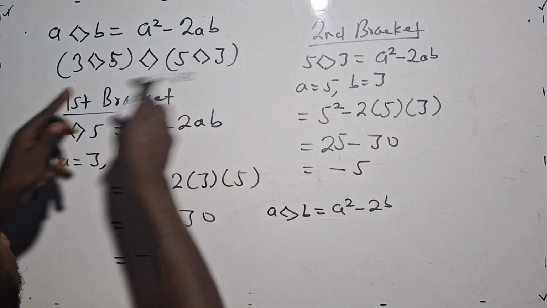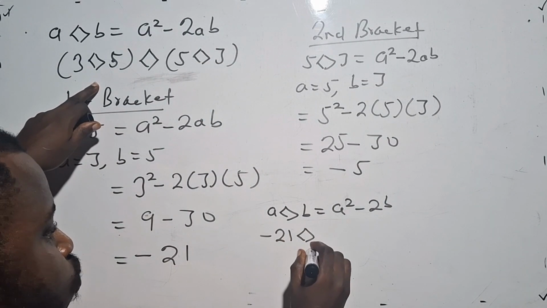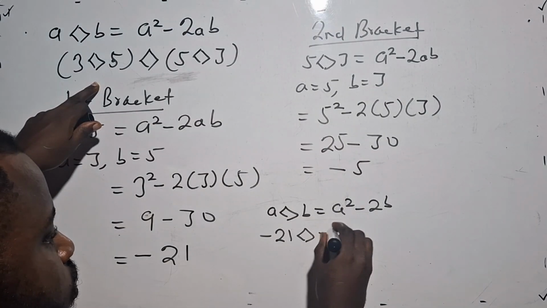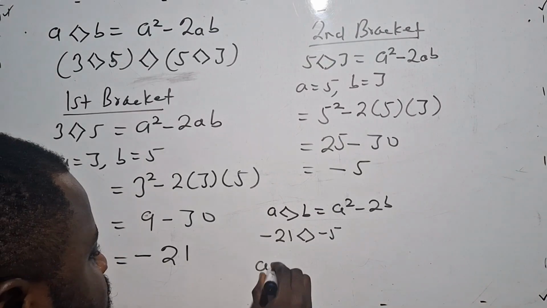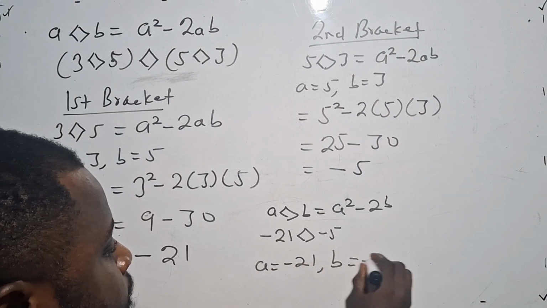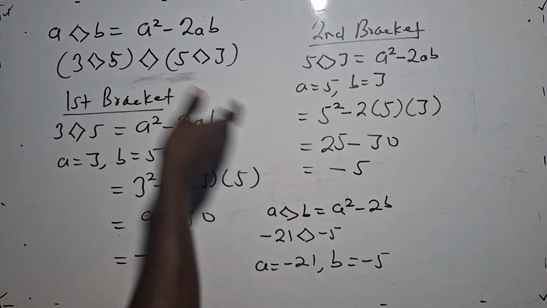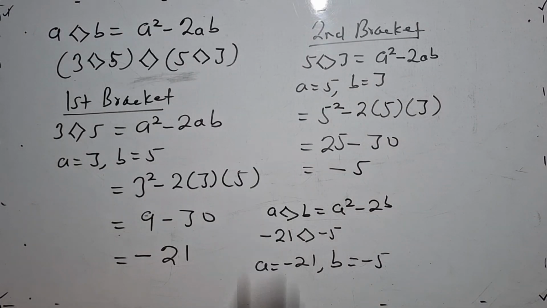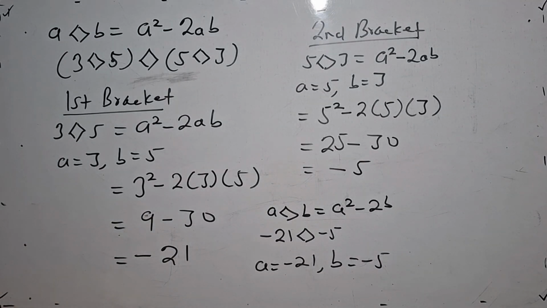Now I'm going to combine these two answers. So here, negative 21 operation negative 5. In this case, my a is now negative 21 and my b is now negative 5. Yes, so this is what it means. The answers you get, combine them, then apply the same rule to solve it. Yes, this is what this expression means.